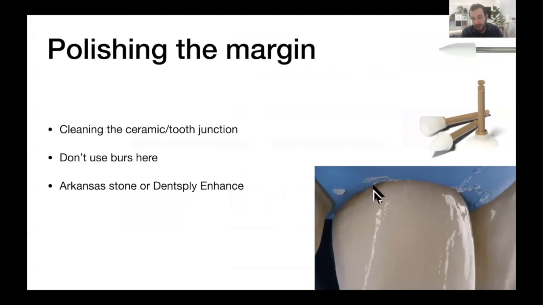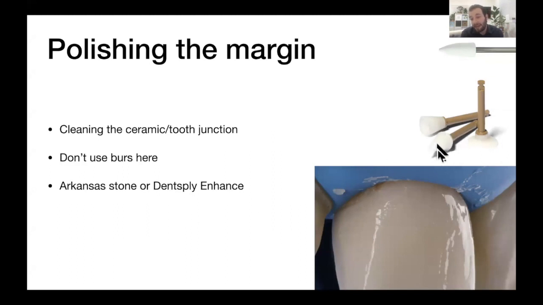Because this margin right here is rough, and your gingiva likes to have smooth surfaces next to it, correct? I really want to stress that you should not use any burrs in this area. High-speed burrs are forbidden. You just want to use Arkansas, which is the white stone, on a low-speed handpiece. Clean here, and then I like to use this option from Dentsply.